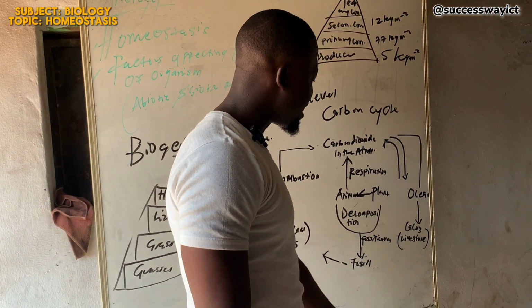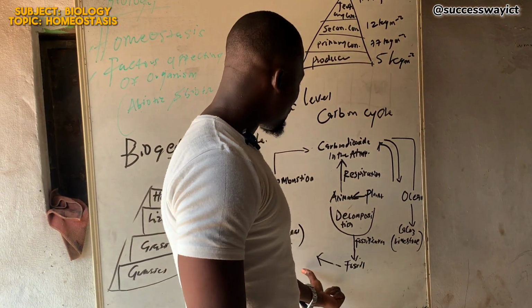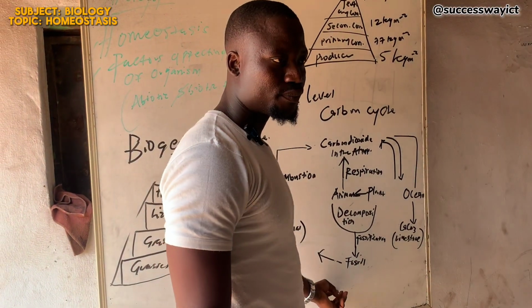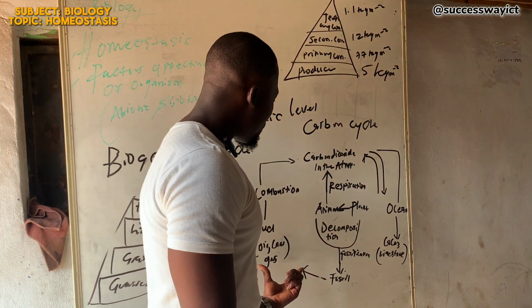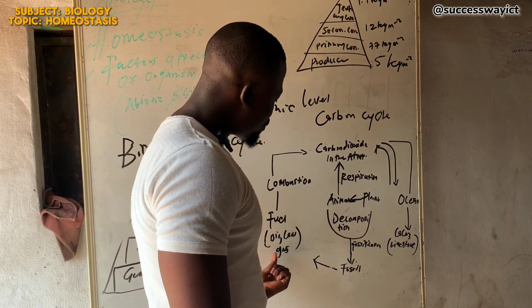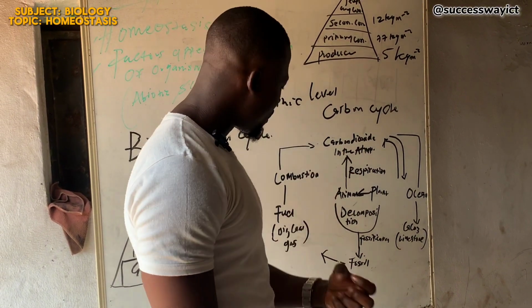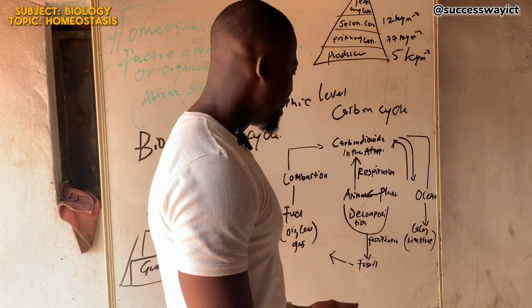Once organic matter dies for a long period of time, it undergoes fossilization to form what is known as what? Fossil fuel. Are we together? To form fossil fuel. And this fossil fuel is used to produce what? To get oil, coal, gas, and many others. Diesel, that you can name.